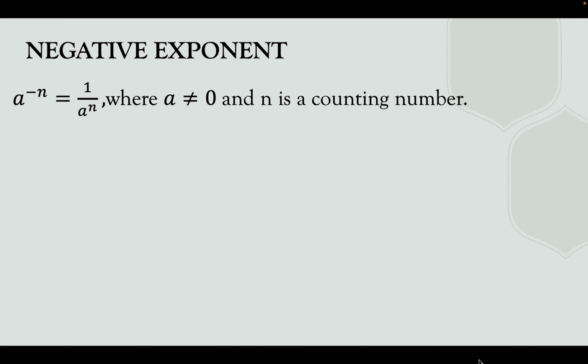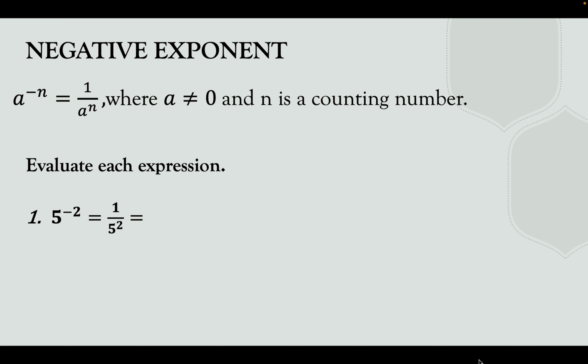Zero exponent is now into negative exponent. Now class, if you have a negative exponent, for example, a raised to negative n, you just need to change that into 1 over a raised to n, where a is not equal to 0 and n is a counting number. Again, if you have a negative exponent, a raised to negative n, you just need to change it into 1 over a raised to positive n. That is the rule of the negative exponent.